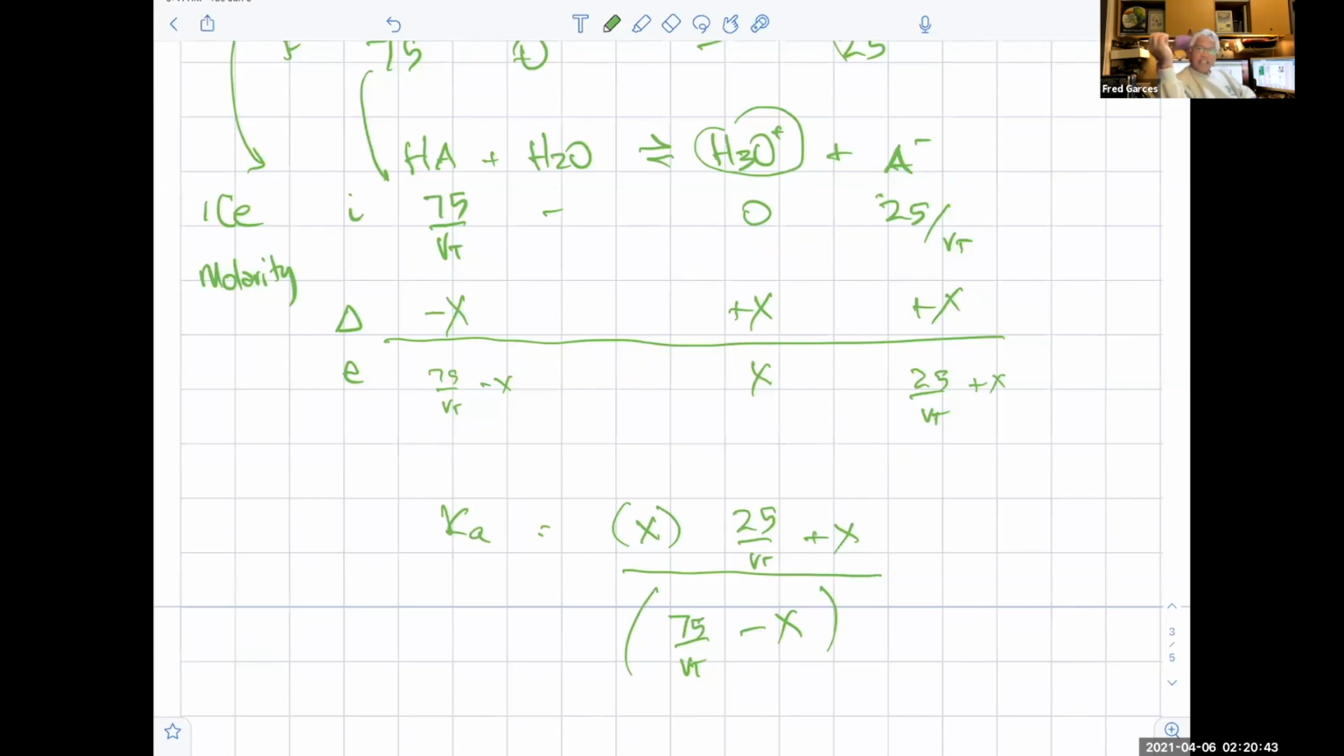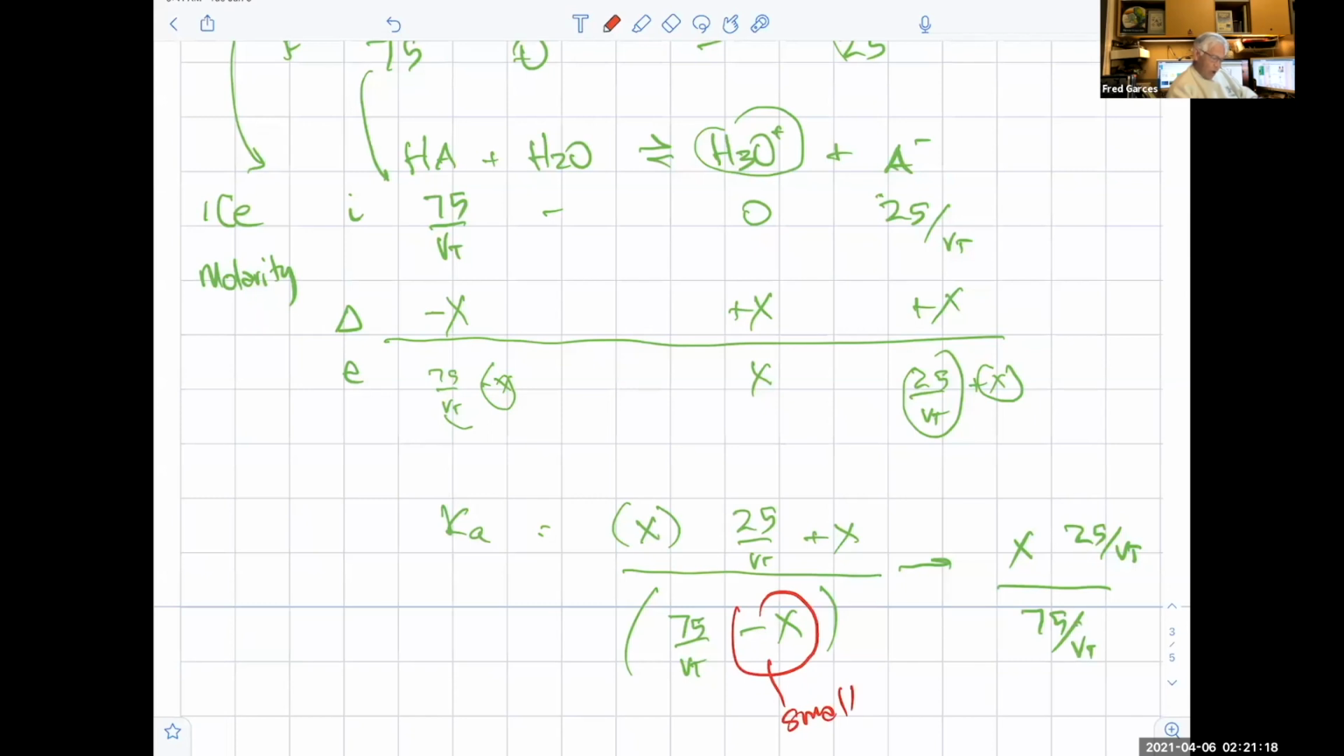Now, we haven't covered this in lecture yet, okay? What is going to end up happening is that the X is going to be small compared to that. So this simplifies to X equals Ka times 25 over VT, all over 75 over VT. Why? Because we can assume that this X value here is small compared to that. Why can we make that assumption? This is a weak acid. Weak acids are going to have small Ka's. So you can make that assumption, and you're going to say that this is small compared to that. So it simplifies to this.